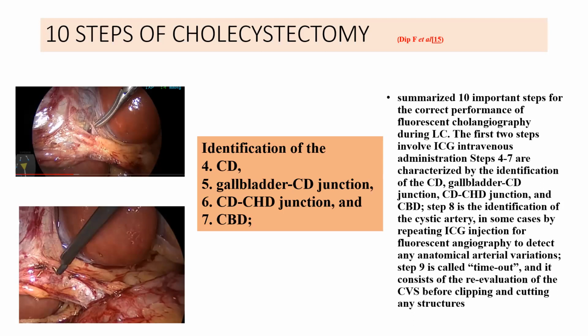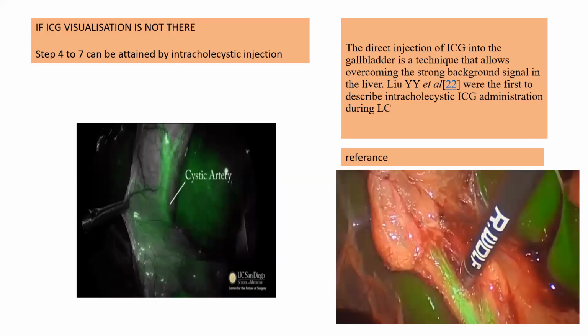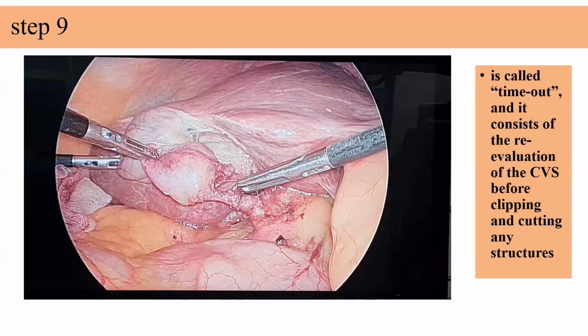junction is to be identified, the complete CBD is to be identified. And if at all, in empyema cases, the gallbladder and the cystic duct are not identified, then we can instill the dye intra-gallbladder during the surgery itself, and we can do step 4 to step 7 to attain proper anatomical visualization. And in step 9, again, the timeout, and it consists of re-evaluation of the CVS.